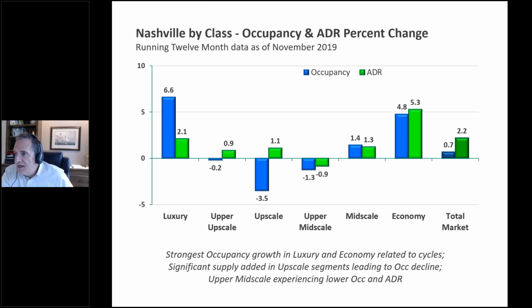And here is OCC and ADR percent change by class. Again, a big positive number in occupancy when it comes to luxury, a bit of a negative number when it comes to upscale. Economy doing well in both categories. ADR is a little more complicated right now related to what's going on and historic events.